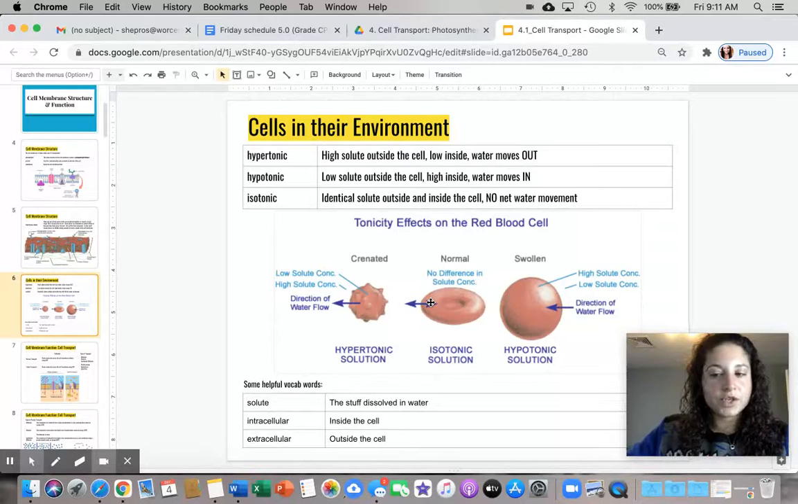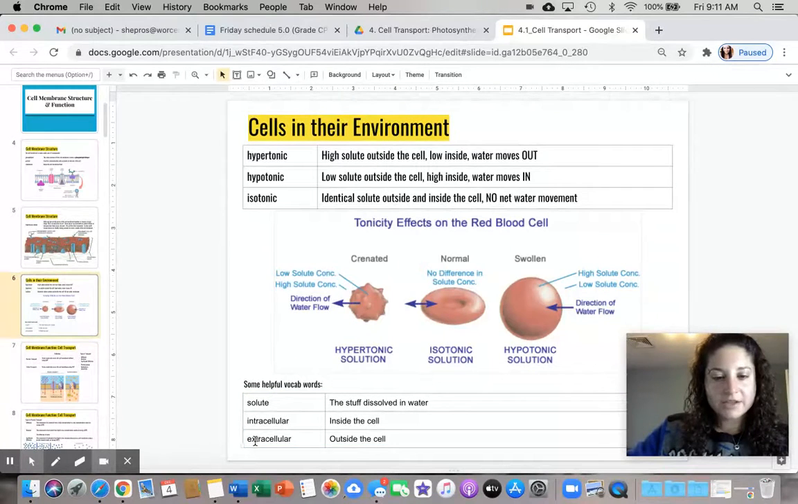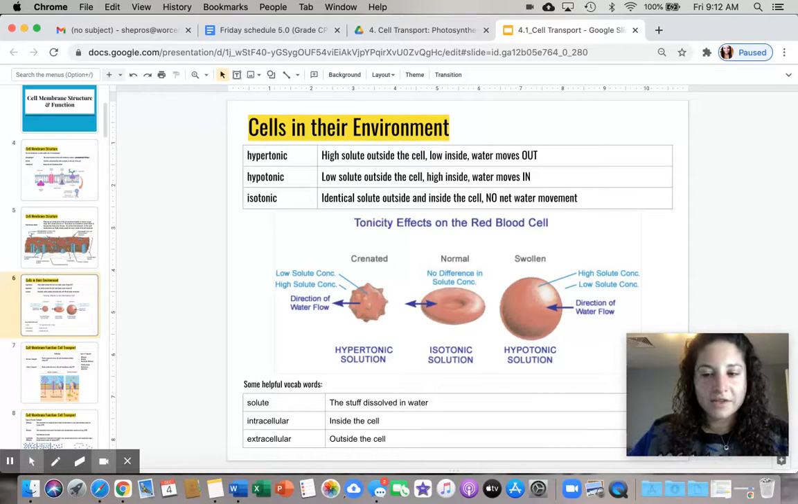Now, in the future, when I'm talking about the inside of the cell or the outside of the cell, I'm going to be using these words right here. So intracellular means inside the cell. Extracellular means outside of the cell. So I'm going to be using these words here to also help us explain where molecules are moving into or out of the cell.